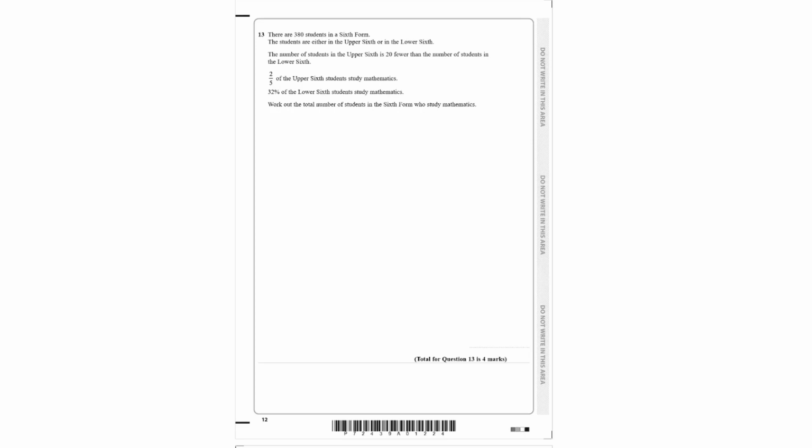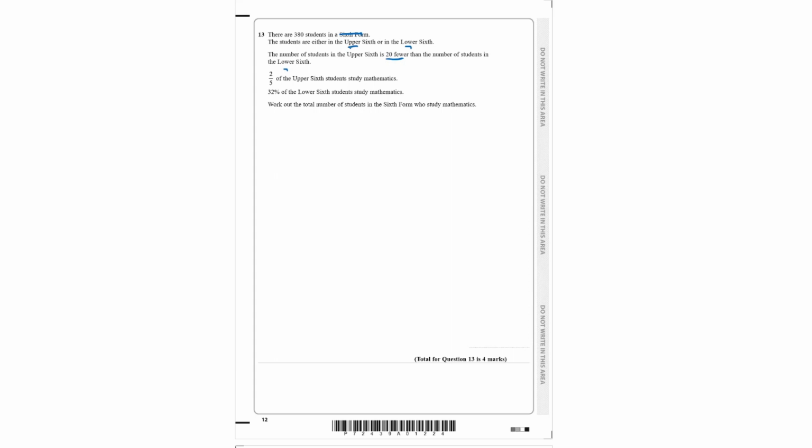There are 380 students in a sixth form. The students are either in the upper sixth or the lower sixth. The upper sixth is 20 fewer than the number of students in the lower sixth. 2/5 of the upper sixth study mathematics. 32% of the lower sixth study mathematics. Work out the total number of students in the sixth form who study mathematics.